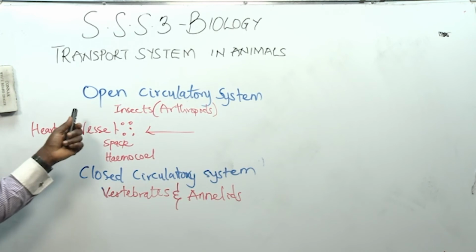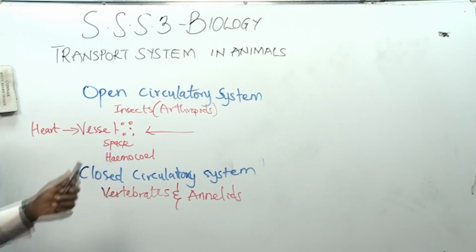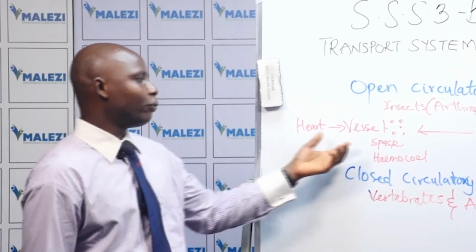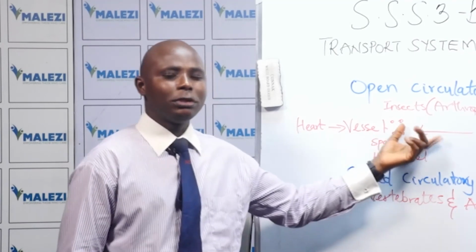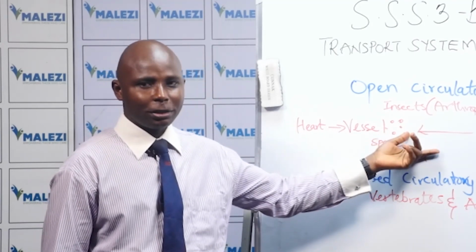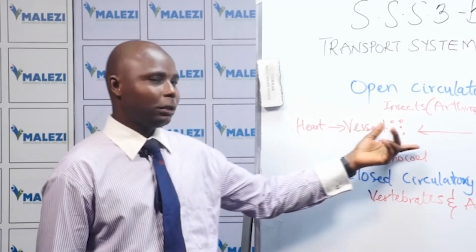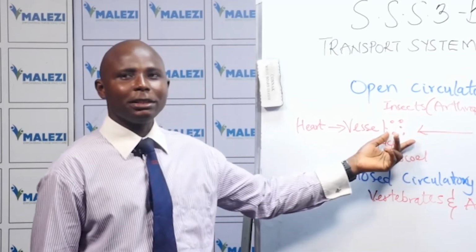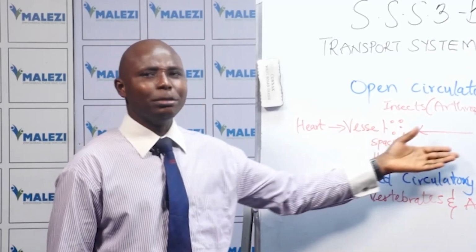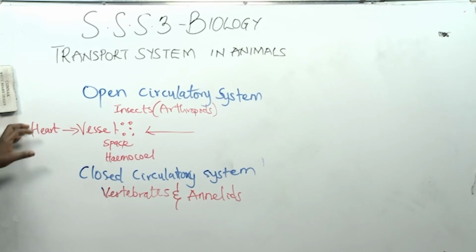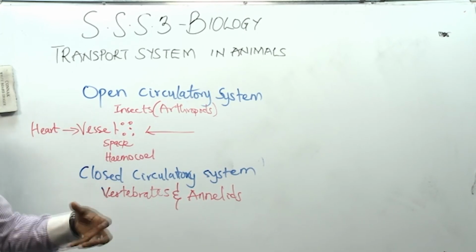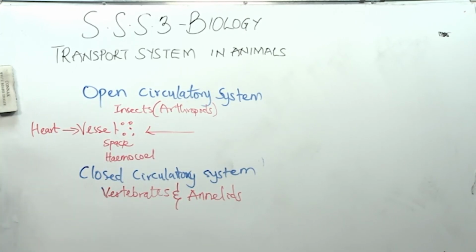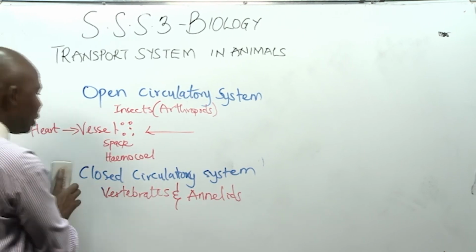So take notes, in open circulatory system, the circulating fluid flows around the body, in the body space, and they get in touch with the organs and the tissues in the body. While in the closed circulatory system, they are confined into the blood vessels. So that's what we mean by open and closed circulatory system.